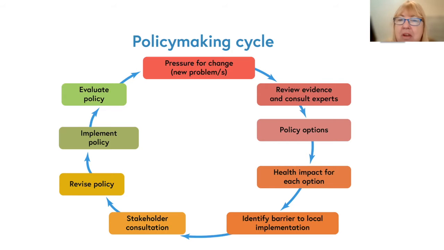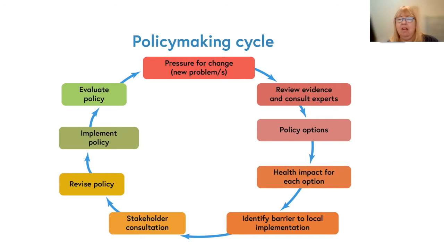Okay, this was a health issue because it was about an infectious disease. So what was the health impact on each of these options? How many people would it save from getting sick? How many people would it keep out of hospital? Or how many people may die if they didn't do something? So those are the sorts of things they weighed.